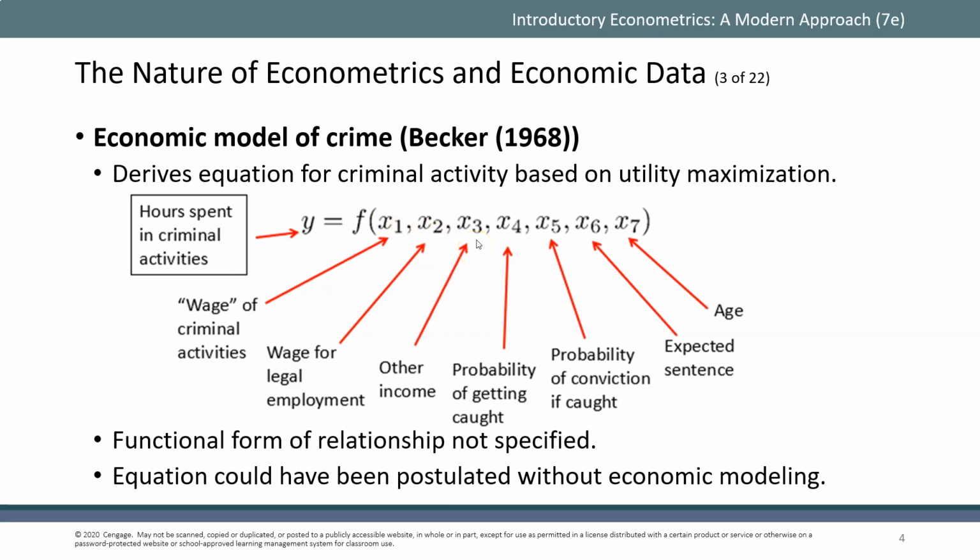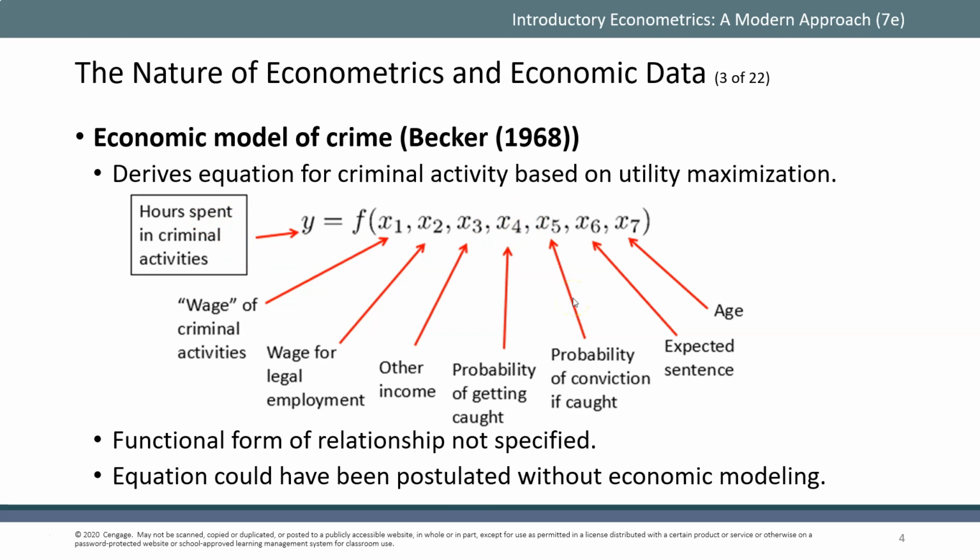X3 is the other type of income. If you are making a lot of money, or your family is supporting you, then why engage in a criminal activity? So these are some of the rewards and opportunity costs of engaging in criminal activity. Then we have the costs of engaging in criminal activity. What is the probability of getting caught? If the probability is very high, then you should probably spend less time in criminal activity.